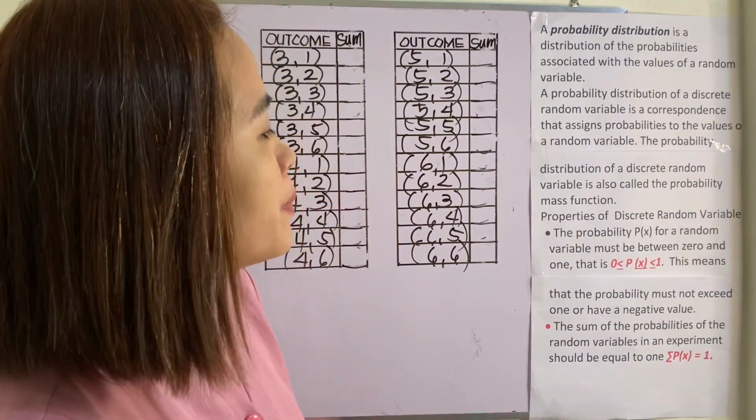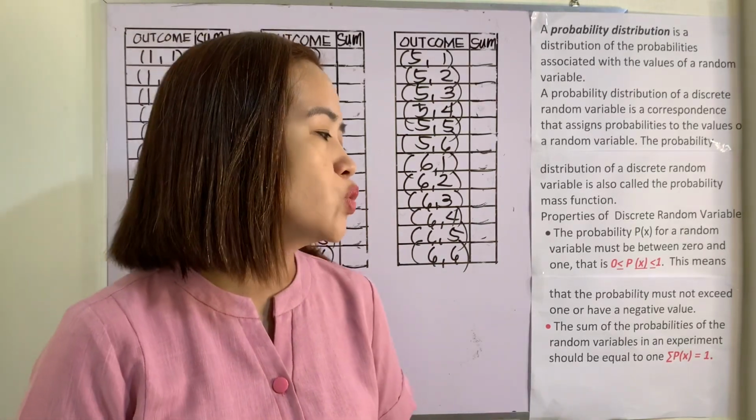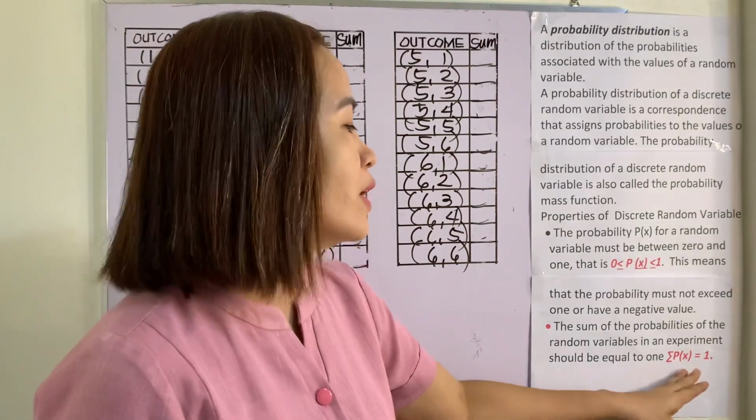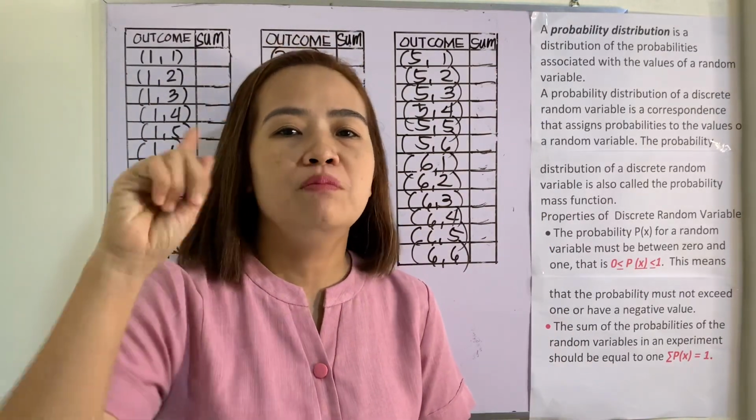The sum of the probabilities of the random variables in an experiment should be equal to 1. Summation of P of x is equal to 1. So when you add all the probabilities, it should be equal to 1.